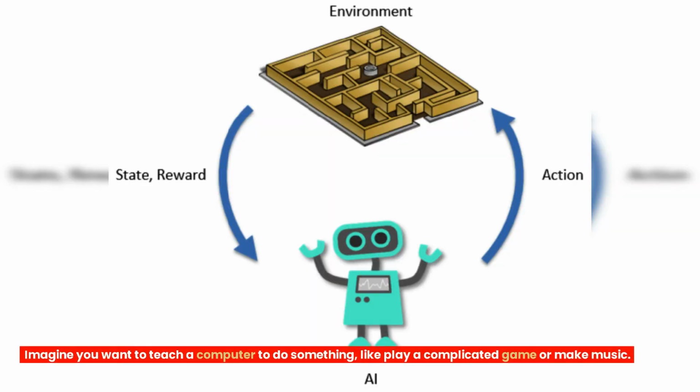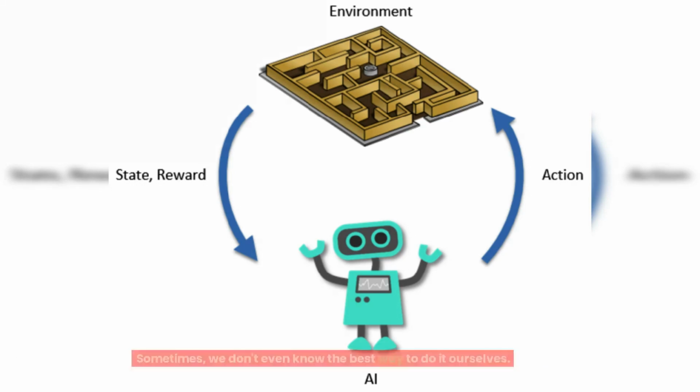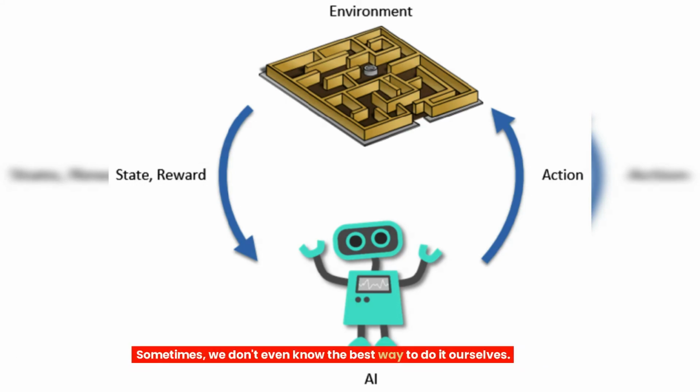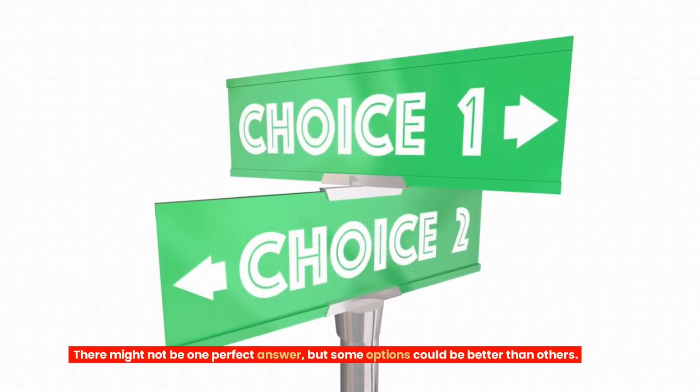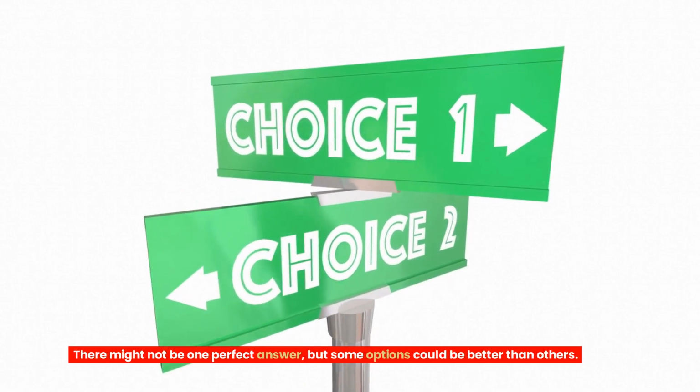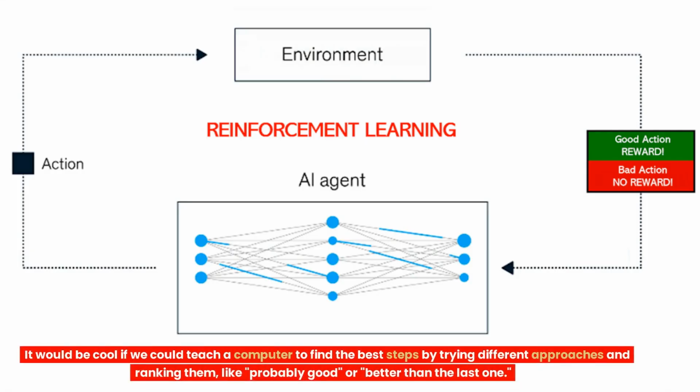Imagine you want to teach a computer to do something like play a complicated game or make music. Sometimes we don't even know the best way to do it ourselves. There might not be one perfect answer, but some options could be better than others. It would be cool if we could teach a computer to find the best steps by trying different approaches and ranking them, like probably good or better than the last one.